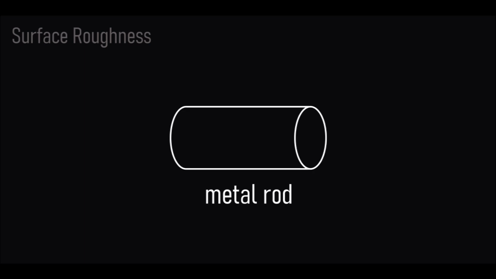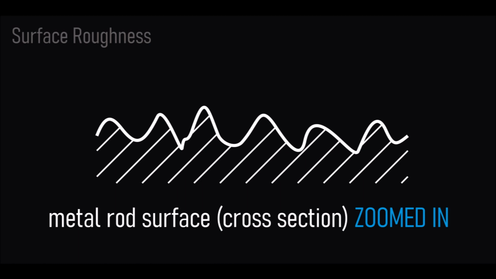What is surface roughness then? Let's take for example a metal rod. Even though its surface may seem flat and smooth, when we look more closely, it will be pretty evident that, at a microscopic level, the surface is instead bumpy, spiky, simply uneven. The profile of the surface is rough.